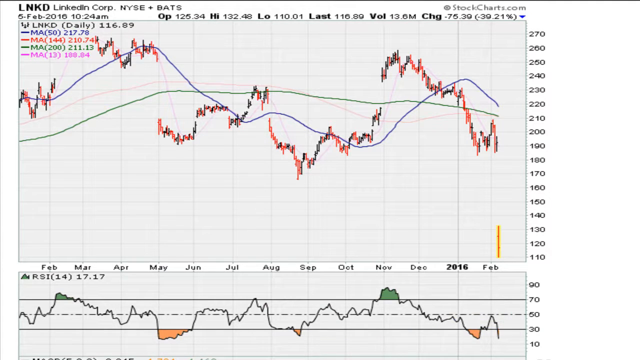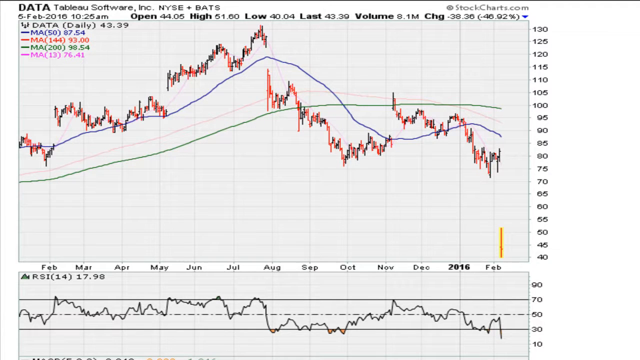Let's take a look at DATA. You'll see a similar type of analysis, coming back to test the previous level. In fact, it didn't even get there. There was a break point in the first week of January 2016 at about $90, and we can see that break took place somewhere here. You draw a line like that, and this becomes resistance, and it also failed to move back above its 50 RSI level.